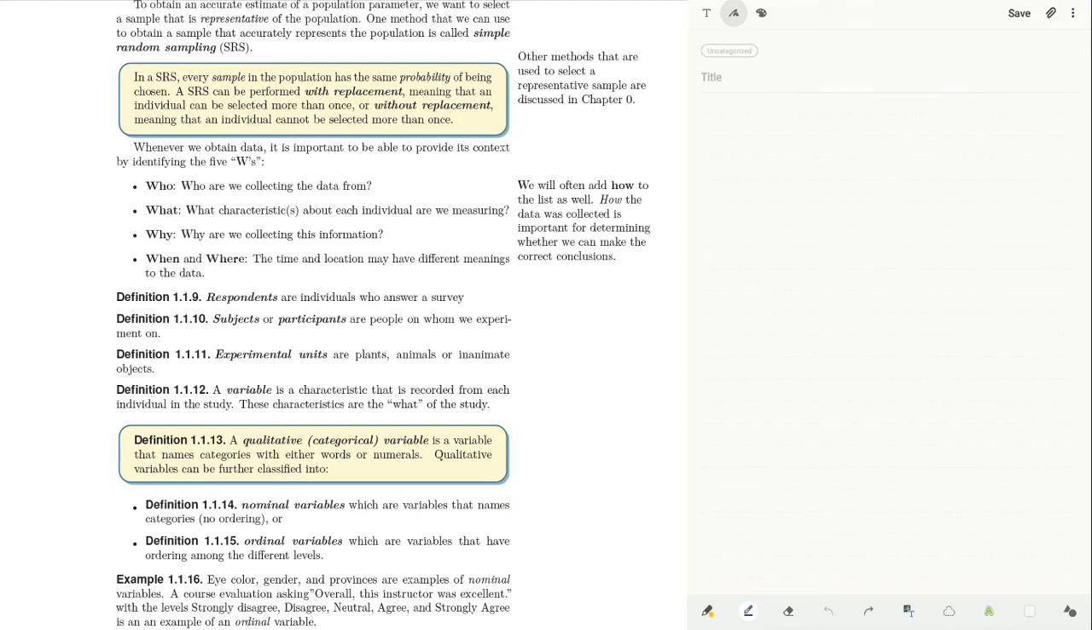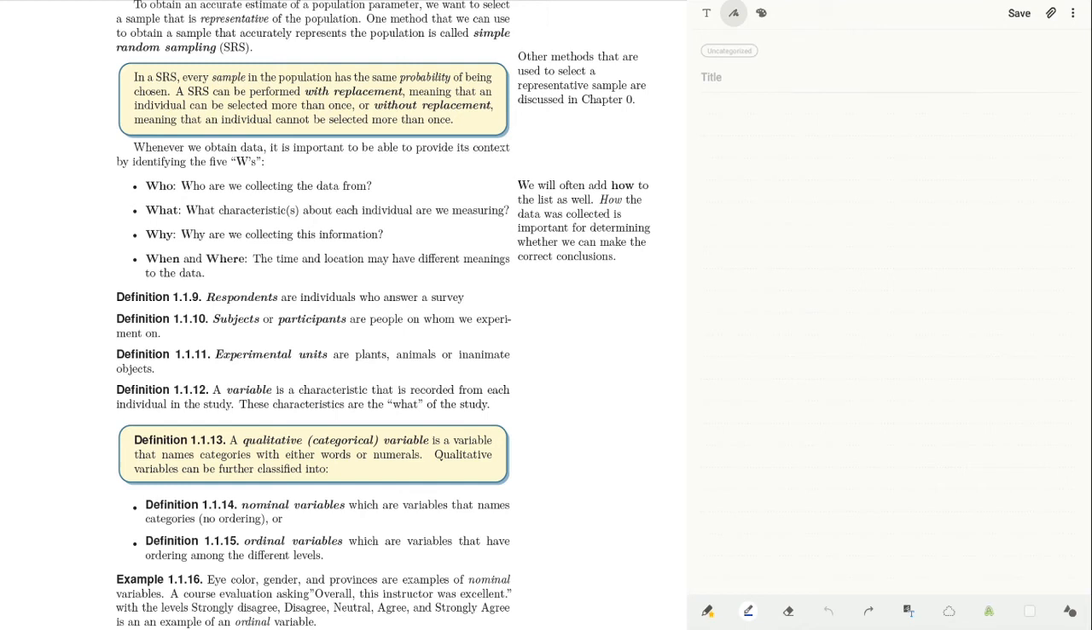Who we collect the data from could be respondents, which are individuals that enter a survey. They could be subjects or participants, which are people on whom we experiment on. Or they could be experimental units, which are plants, animals, or inanimate objects. So what we are measuring are defined to be variables. And a variable is a characteristic that is recorded from each individual in the study.